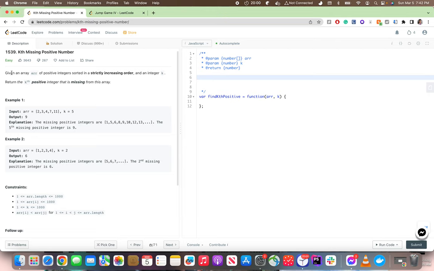So the question is, we will be given an array of positive numbers sorted in strictly increasing order and an integer k. And we have to find the kth positive integer that is missing from this array.